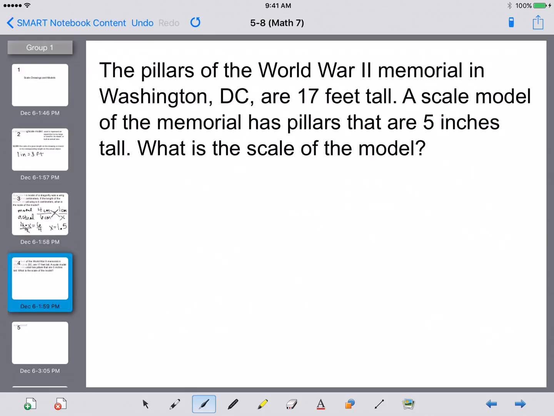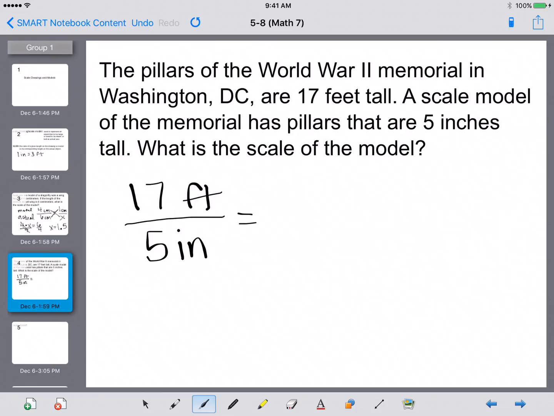Let's try another one. Here it says, the pillars of the World War II Memorial in Washington, D.C. are 17 feet tall. I know right away that I'm going to need to know something with 17 feet, so let's just write that down. A scale model of the memorial has pillars that are 5 inches tall. What is the scale of the model? So if our real pillars are 17 feet tall and our model pillars are 5 inches tall, we want to figure out what the scale of our model is.